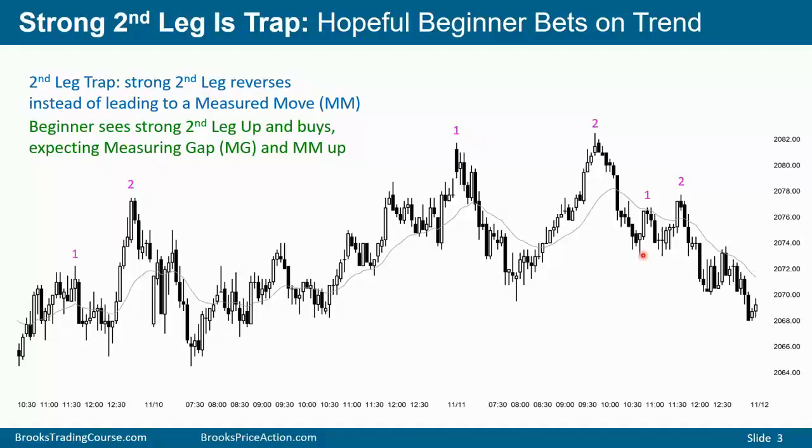And then here's a small second leg trap. 1, pull back, 2, trying to break out. Bulls are hoping for a trend up. They're looking at this as a bull trend and a pullback to a double bottom, and it traps traders into buying high.